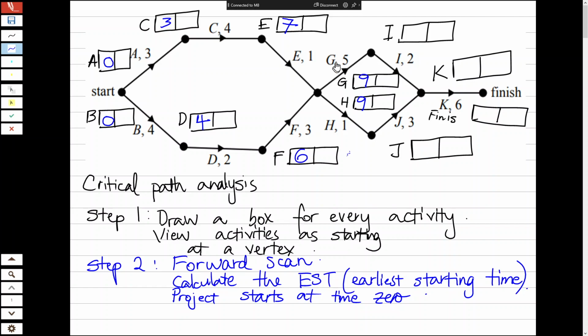G takes 5 weeks. 9 plus 5 is 14. 9 plus 1 is 10.